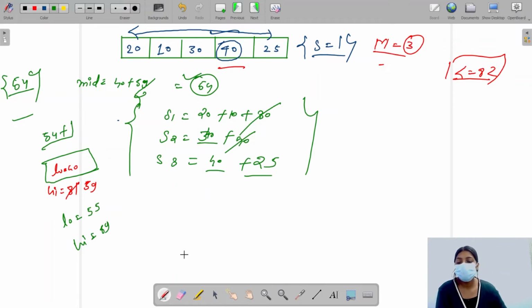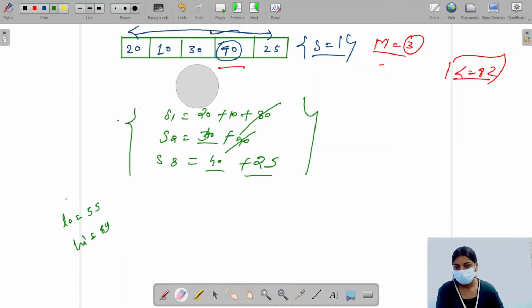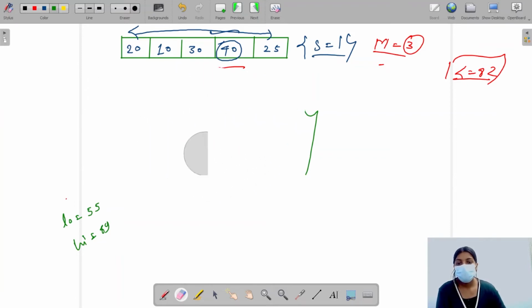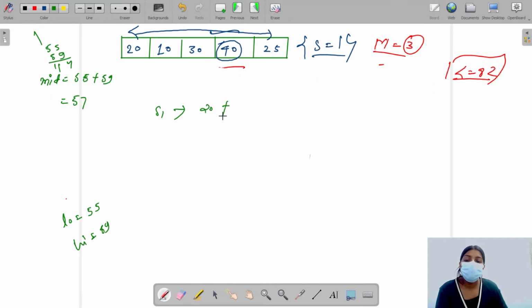I again calculate my mid. So now my mid here is 55 plus 59, okay, 55 plus 59 is equal to 114 by 2, which is equal to 57. Now I again ask my student, can you read this book? It says yes, with 20 pages I can read. I cannot read 60 pages. Okay, so I assign him 20 pages.